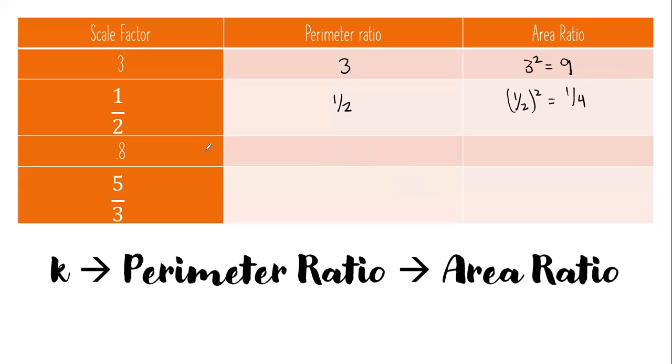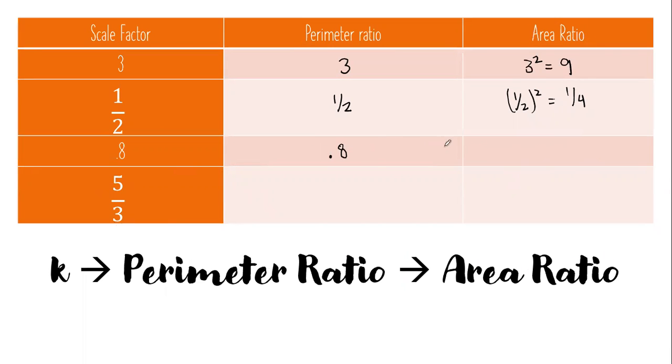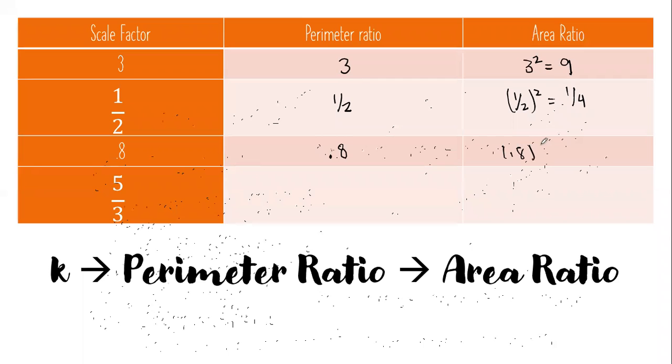All right, if my scale factor is 0.8, what's my perimeter ratio? 0.8, they'll be the same thing. And then my area ratio, I don't even know. 0.64. Because 0.8 squared equals 0.64.